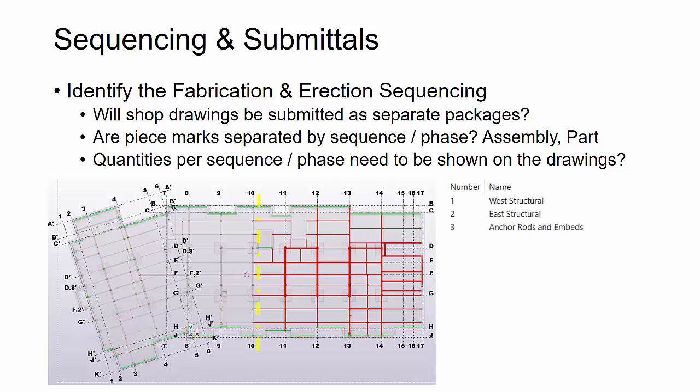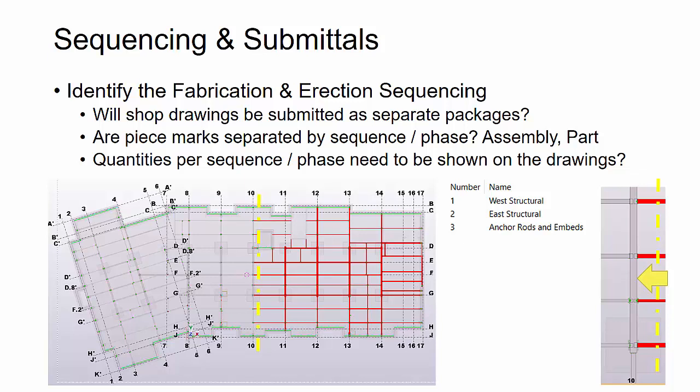And so here on this particular job, the fabricator told me that there's a west structural and an east structural, and then anchor rods and embeds for the whole job are in their own sequence. Now, one thing that's really important to look at here is that if you need to understand the order in which something will be erected, like the actual timeline order.